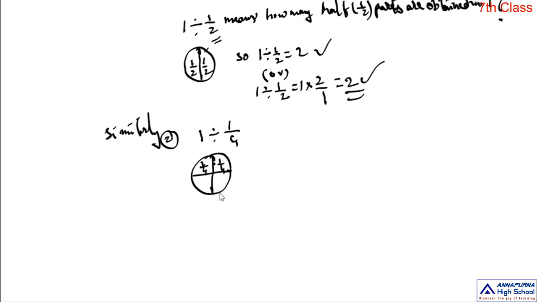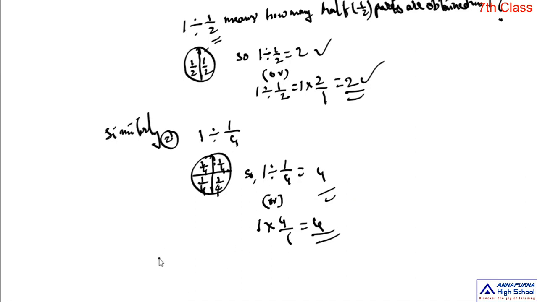Why? Because out of 4 parts, 1, 2, 3, 4, each is 1 by 4. The fraction for this part is 1 by 4 and the fraction for this part is 1 by 4. So how many 1/4s are there? 1, 2, 3, 4. So 1 divided by 1 by 4 is equal to 4 parts. 4 parts are there in this whole. Or we can write the same thing as 1 multiplied by 4 by 1, which is equal to 4.